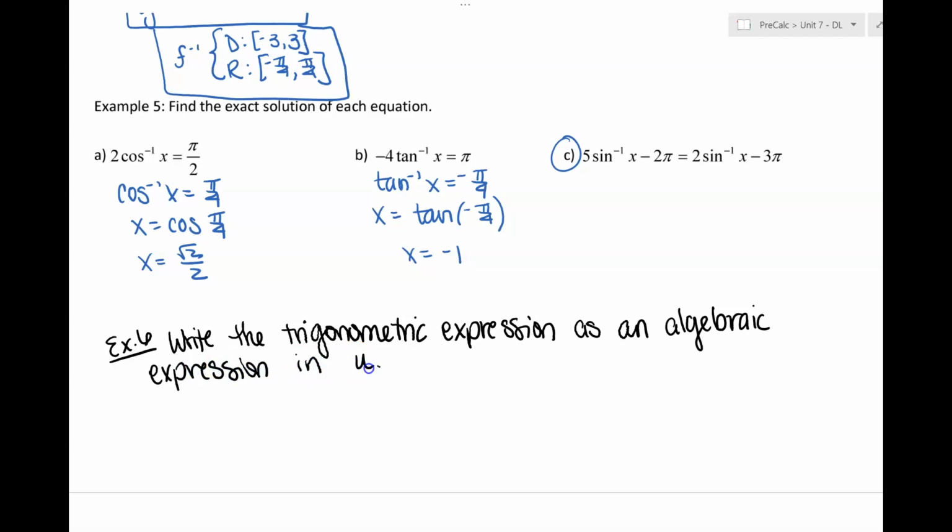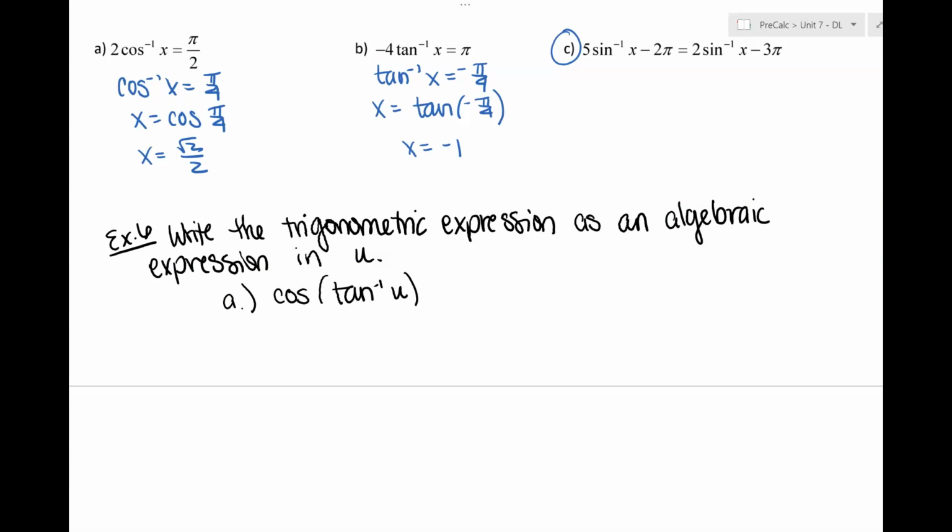Not Y-O-U. U. So the first one that we're going to do is cosine of the inverse tangent of U. What the directions mean is that I want you to find the trigonometric expression, but leave the variable U. Don't try to manipulate anything other than what's given. So for this guy, this is going to be some theta. The inverse tangent is going to give us some angle measure. Tangent is positive, U is positive, so I'm going to be in the first quadrant.